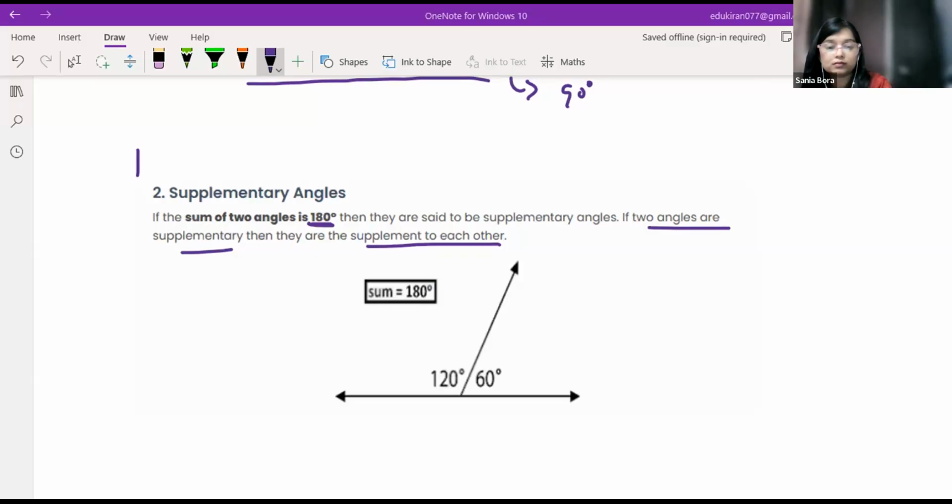What does supplement to each other mean? When you are adding two angles and the sum is 180 degrees, that is supplementary. When the sum is 90 degrees by adding two angles, that is complementary. If the sum is 180 degrees, supplementary. If the sum is 90 degrees, then it is complementary. Okay. Understood, ma'am.